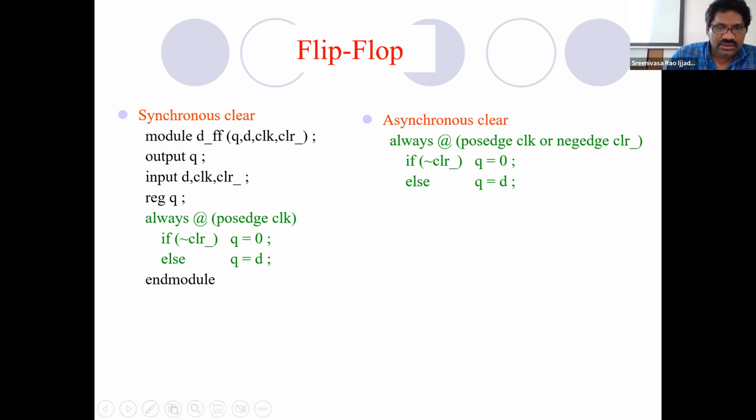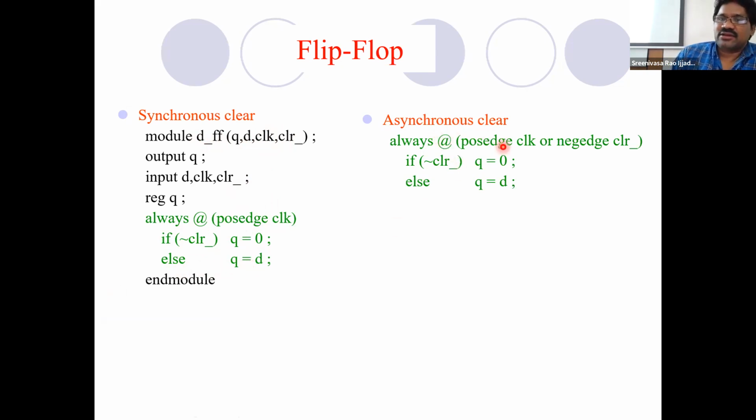This is the sensitivity list, positive edge clock. And here, if clear is not 1, that means if the clear is 0, everything should be cleared. Else Q is equal to D. This is the simple D flip-flop.